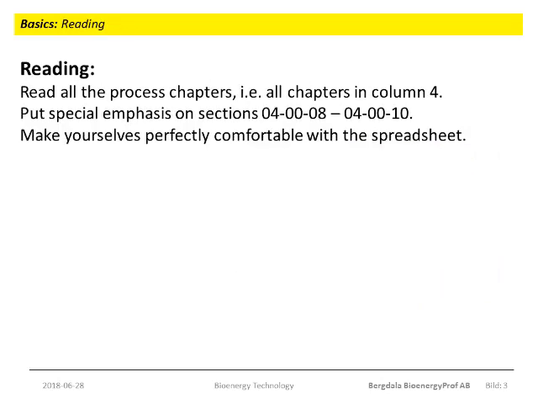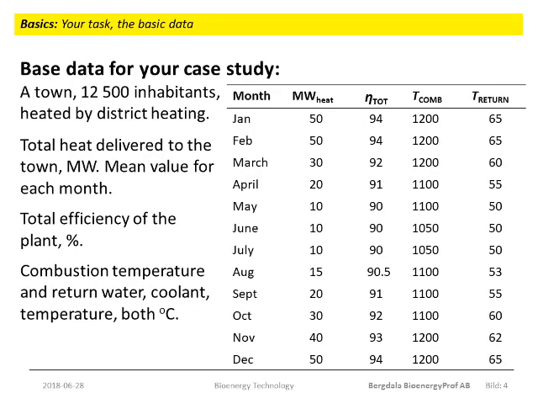First of all, read all the chapters in column 4 in the Busy Plan Handbook, and also make yourselves comfortable with a spreadsheet and put special emphasis on the sheet for forest resources. We will now assume that you are responsible for the planning of an energy plant in the outskirts of a small city. The city has 12,500 inhabitants, and it is to 100% connected to a district heating system.